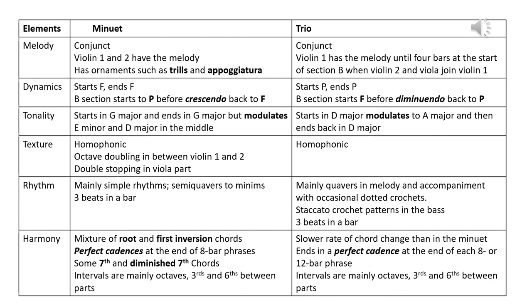Now we've moved on to the trio, which in contrast starts quiet. Only the first violin has the melody now. The key is modulated to D major. The texture is still homophonic, but we mainly have quaver rhythms now. The second section of the trio starts loud because the violin 1, 2 and 3 have the melody for the first 4 bars. As you can hear now, it moves back to just violin 1 having the melody.